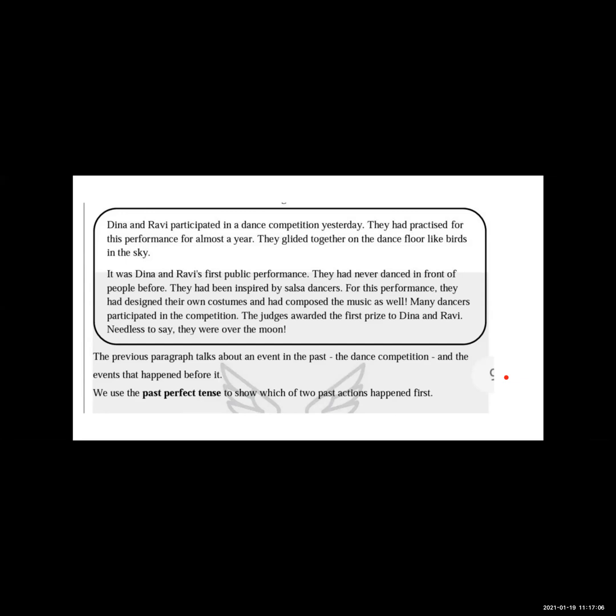But here what we have to do is check subject plus verb. See the first line: Deena and Ravi participated. Here Deena and Ravi is the subject. Participated is the second form of the verb, which means the sentence is in simple past tense. The first sentence is in simple past tense: subject plus second form of verb.